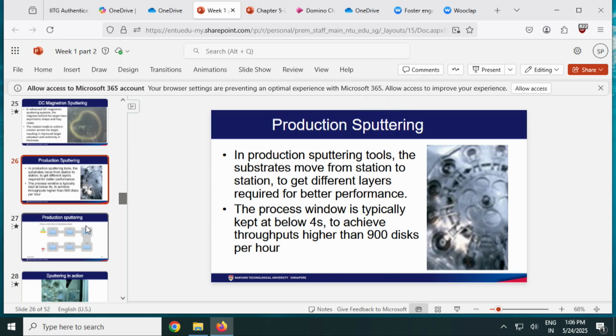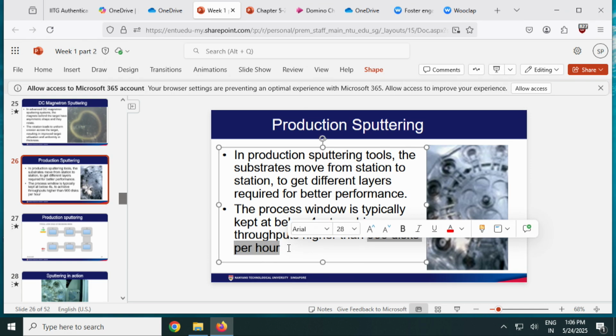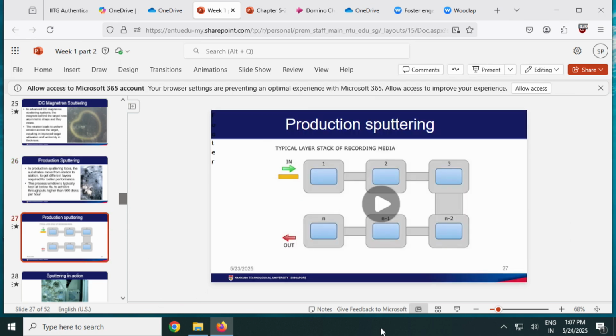In the hard disk industry, especially the disk media industry, we are making something like 900 disks per hour. If any of you are doing sputtering or any thin film deposition, you know how much time you take to make one sample. You may take 1 hour to make one sample, or maybe you may make 2 or 3 samples per day. But the hard disk industries operate at 900 disks per hour. So how can we make 900 disks in 1 hour? Through this kind of process.